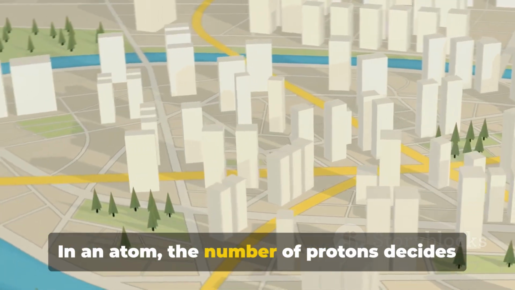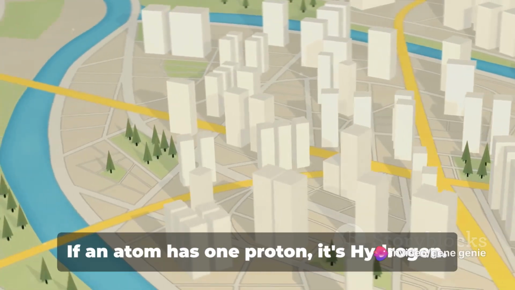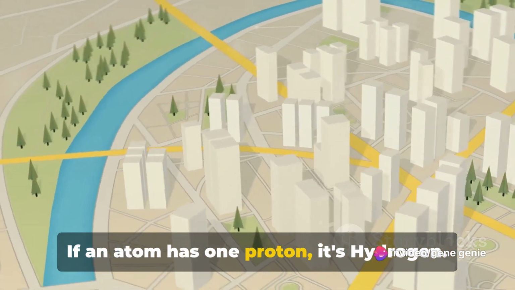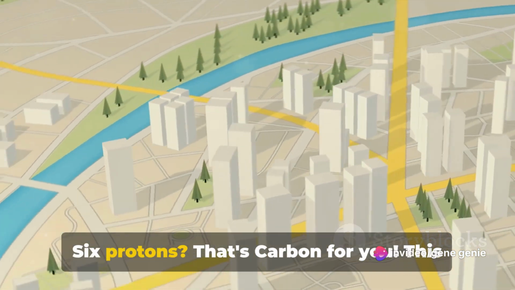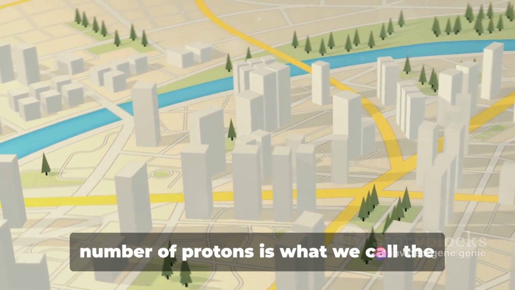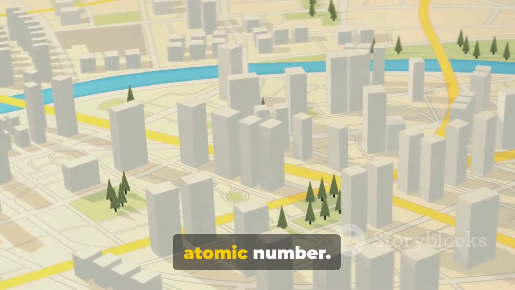In an atom, the number of protons decides its identity. If an atom has 1 proton, it's hydrogen. 6 protons? That's carbon for you. This number of protons is what we call the atomic number.